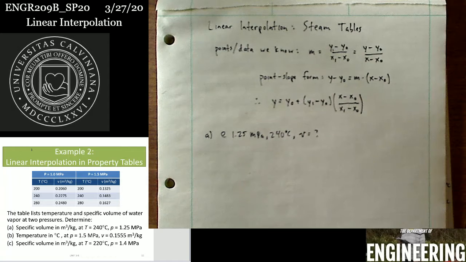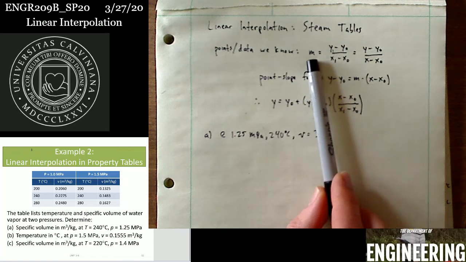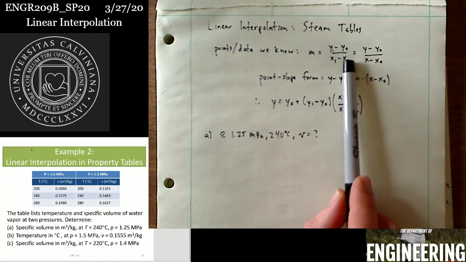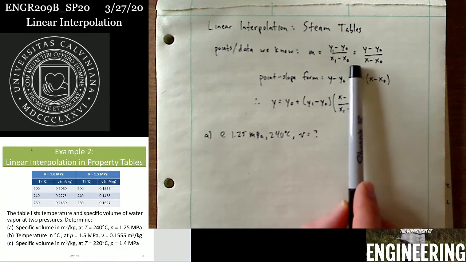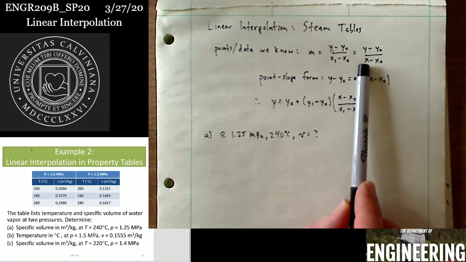And essentially what interpolation is, is taking two different points, drawing a line between them, and figuring out where between those 2 points on that line a property of interest lies. So if you look at the points and data we know, we can see our slope here is generated by just our simple y1 minus y0 over x1 minus x0. And we're setting that equal to the same slope here, except we're at our x and y value of interest.